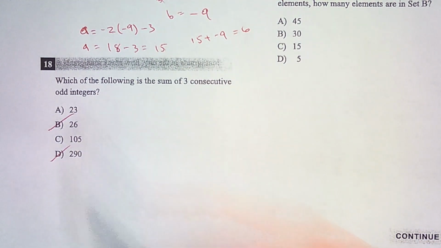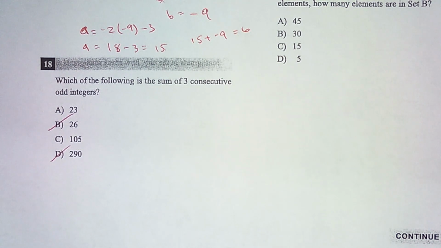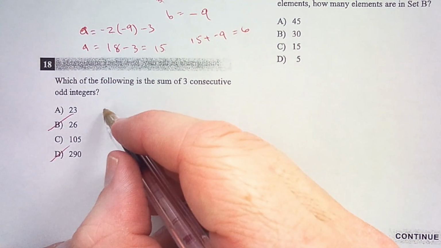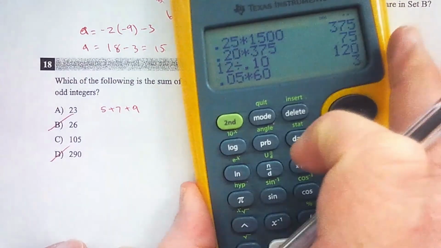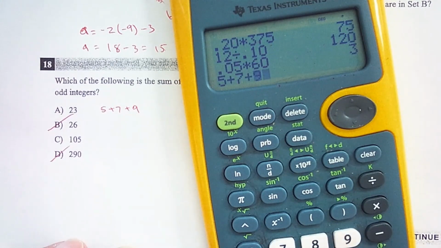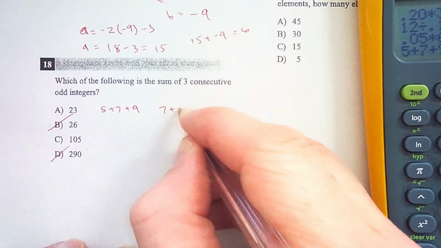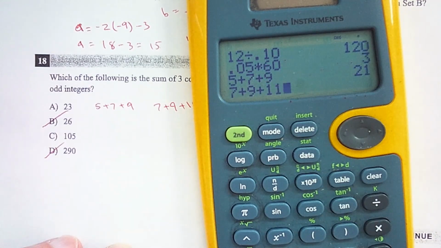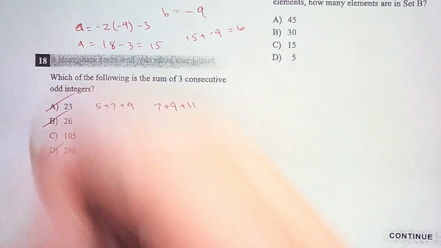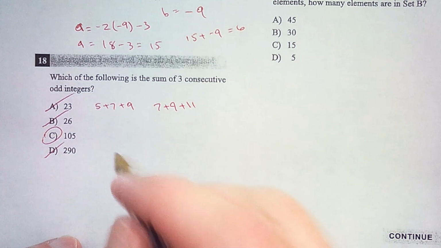So even if we're going to guess here, we're down to a 50-50 shot, A or C. If we're guessing, then it's equally likely to be A or C. Now, if we add 3 consecutive odd integers, let's try 5 plus 7 plus 9, we're going to get 21. That's not big enough, so let's change that to 7 plus 9 plus 11, and that's 27. That's too big, so it's not A. That means it definitely has to be option C.